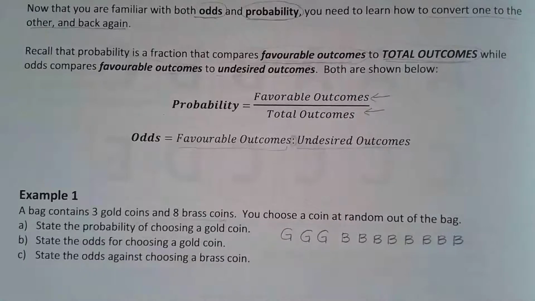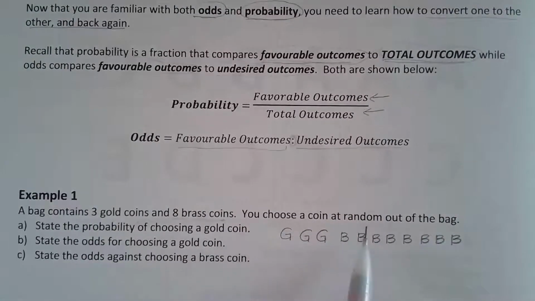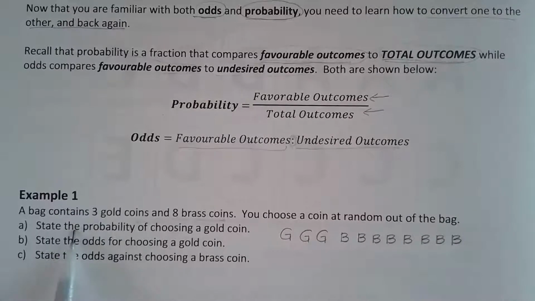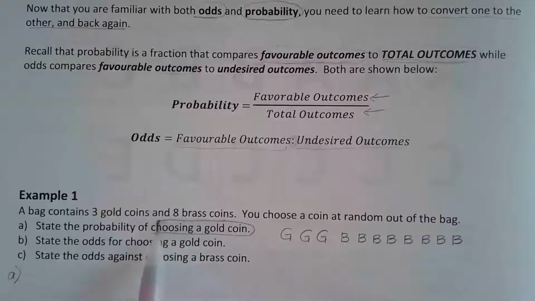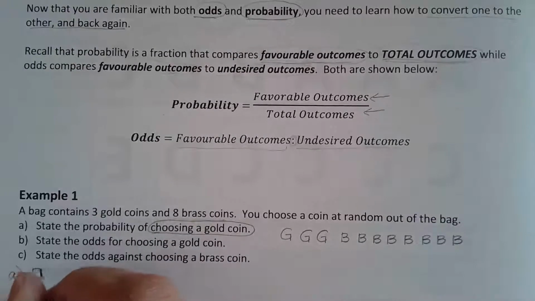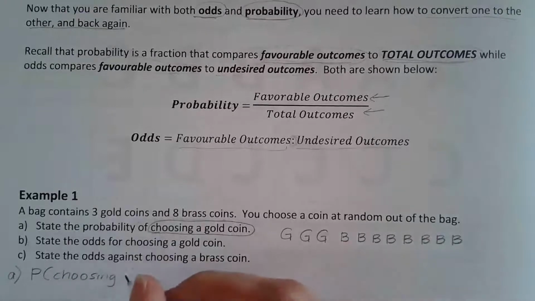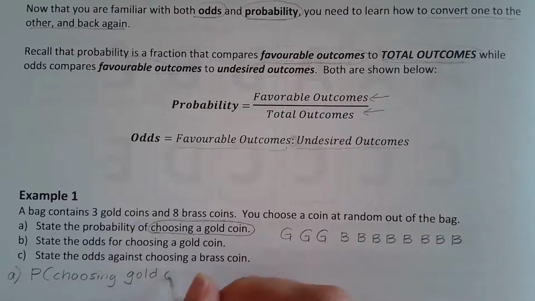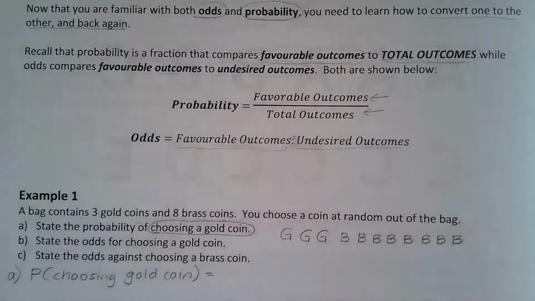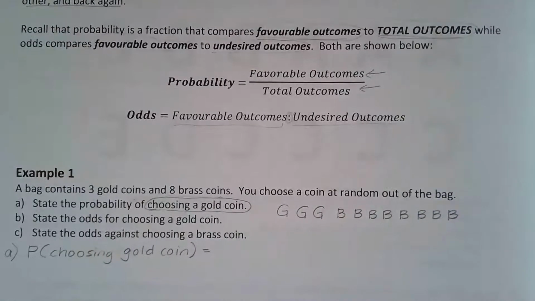So what we're going to do, they're all in a bag. You choose a coin at random out of the bag. So the question says state the probability of choosing a gold coin. So let's do A. Okay, so this is the event that they're talking about, choosing a gold coin. That's the event. So probability of choosing a gold coin.